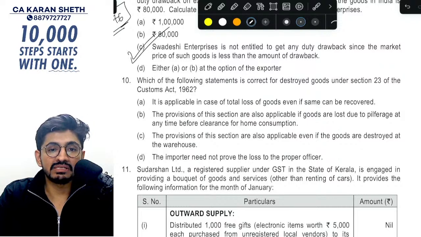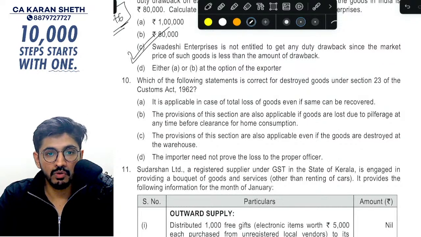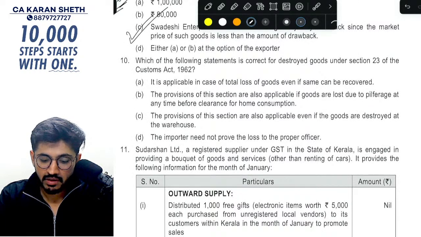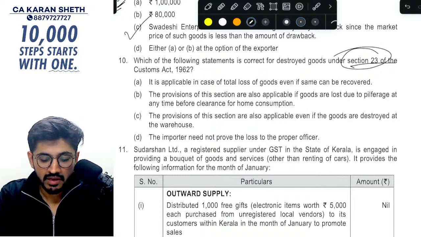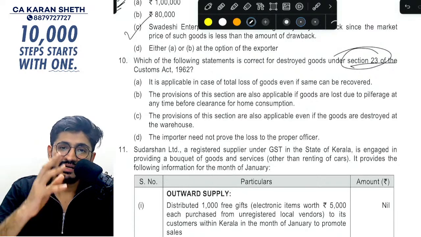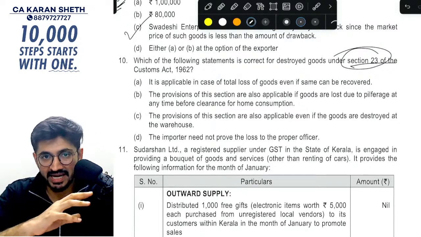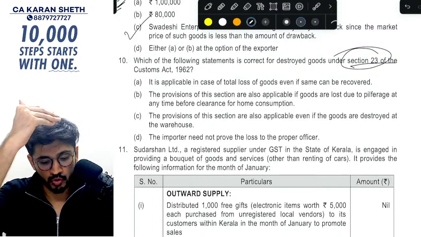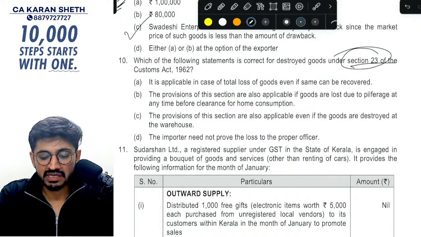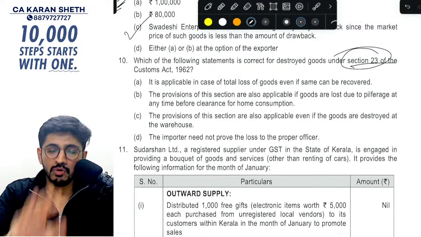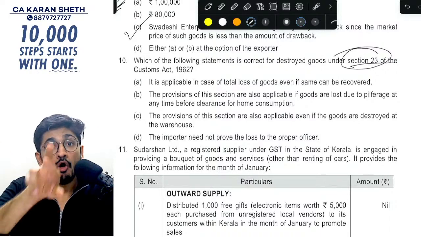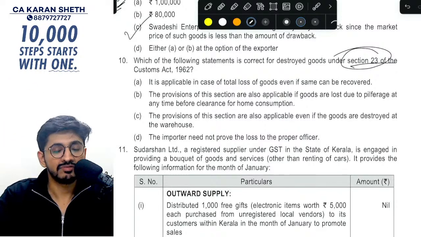Which of the following statements is correct, my dear friends? It says under section 23, my bad, it is applicable in case of total loss, even if sum is recovered. Firstly, any goods which are lost or destroyed can never be recovered. Point number 1, because it's not pilferage, it is loss. Gaya to gaya. Next, the provisions of these sections are applicable if goods are lost due to pilferage. No, section 23 covers loss or destruction other than pilferage, other than section 13.